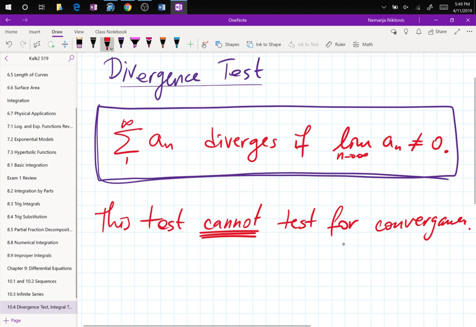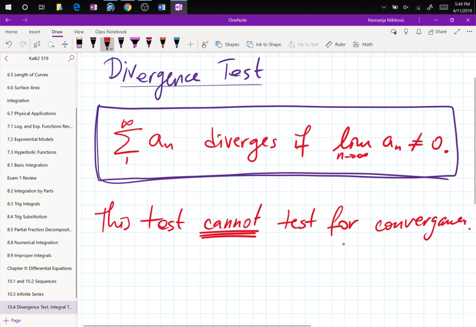For series, you have 10 tests. The first test you check every time is the divergence test, because it takes literally 2 seconds to try, since you are only taking a limit of a sequence. If that doesn't work, you just pass. So when do you have to move and look at the other 9 tests?